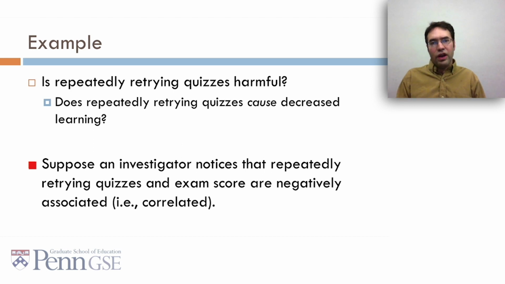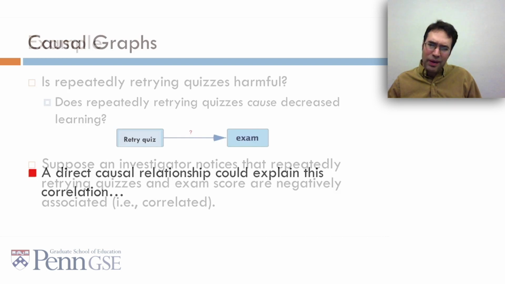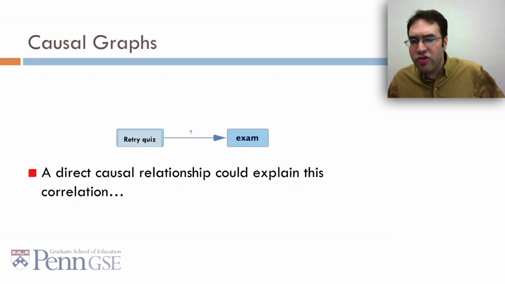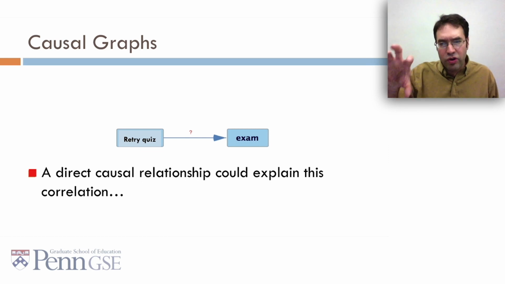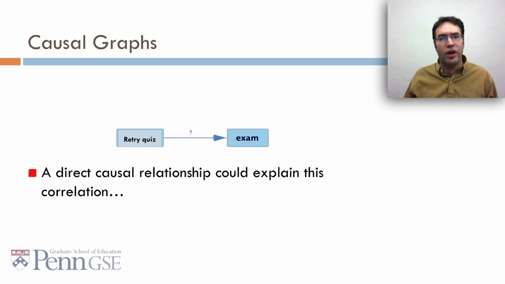Suppose that an investigator notices that repeatedly retrying quizzes and the final exam score are negatively associated, in other words, correlated. So the students who retry quizzes a lot get worse scores in the exam. Can we simply conclude that repeatedly retrying quizzes is bad for you and we should change it to only have one opportunity? Maybe. Because a direct causal relationship could explain this correlation. Retrying quizzes causes a lower exam score.